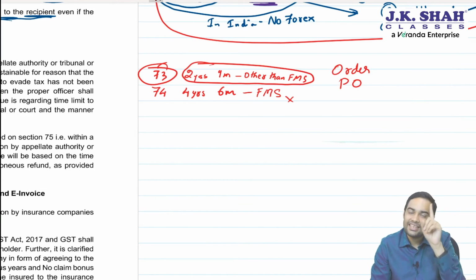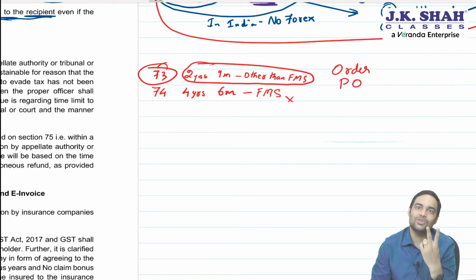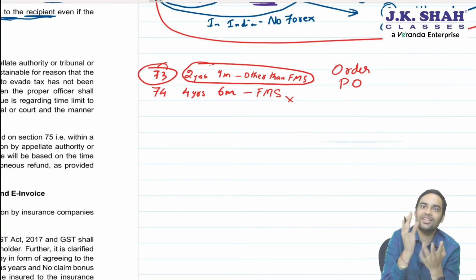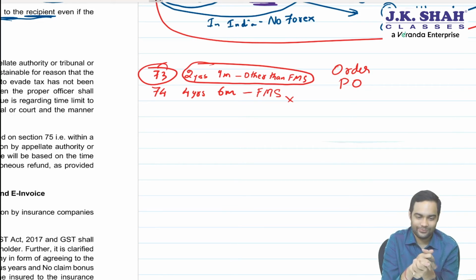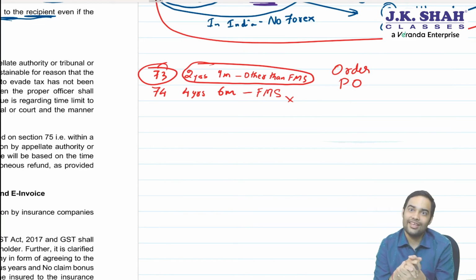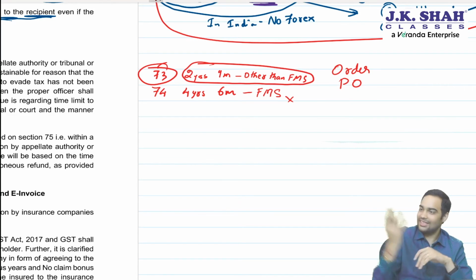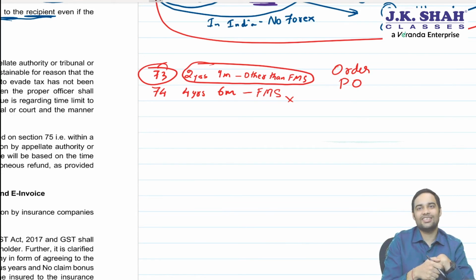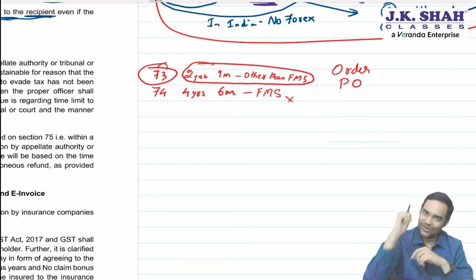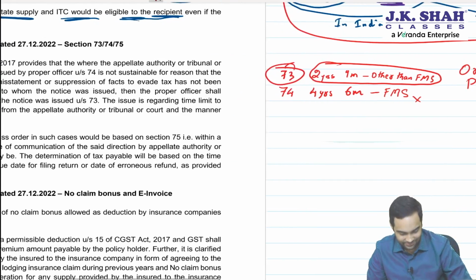CBIC clarified that section 75 says that order can be passed within 2 years from the date when you receive the order of the appellate authority or appellate tribunal. So appellate authority would have said that this is not a case of FMS. Once you receive that order, from there you get 2 years time to issue 73 order. Let's have a look at the law.